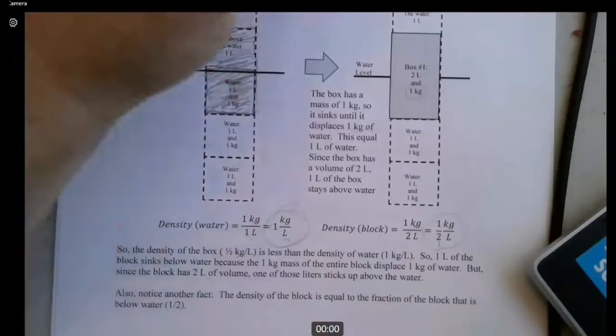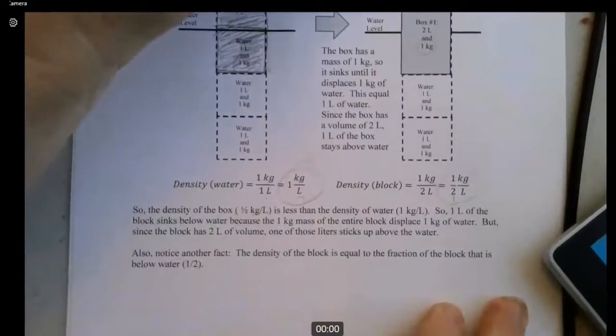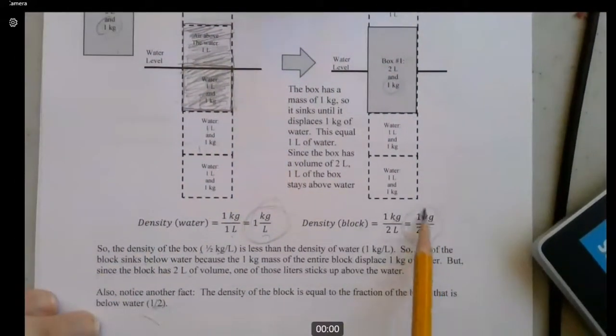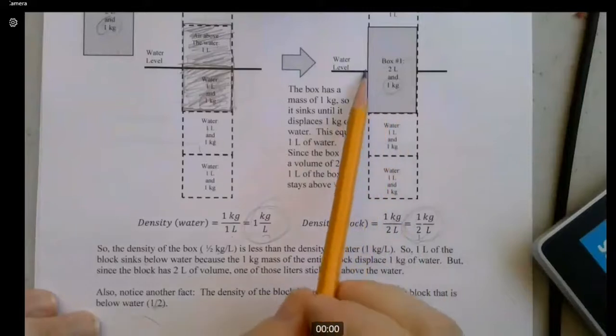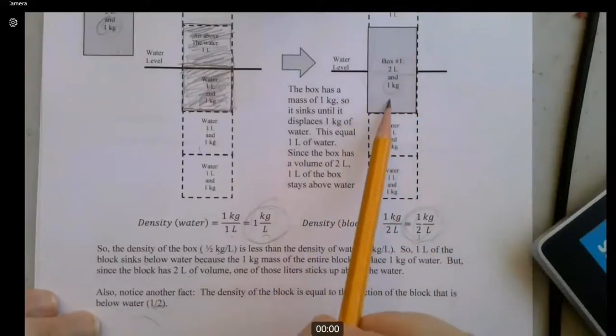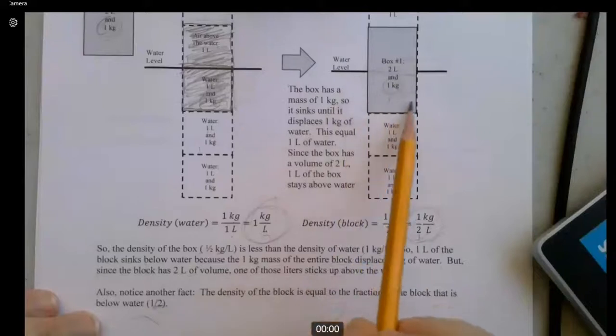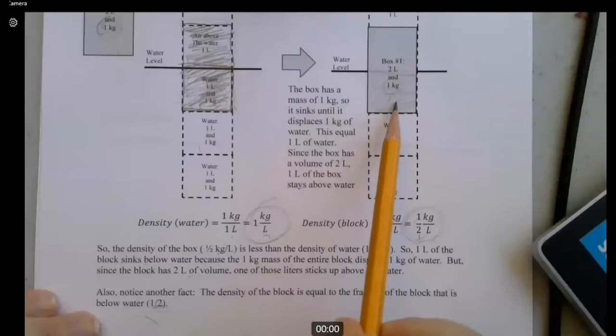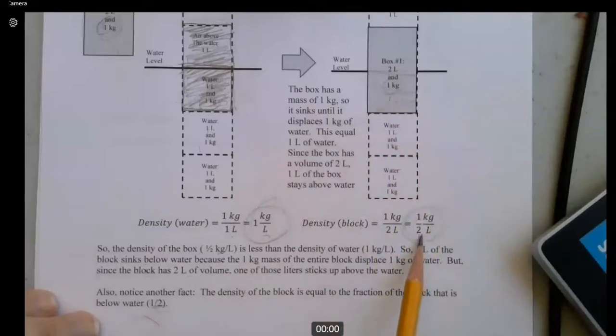Now, here's something else to notice. This is interesting. Also notice another fact. The density of the block is equal to the fraction of the block that is below the water, which is to say 1/2. So the density of the block is 1/2, and 1/2 of this block is below water. There's half of it down there below the water. So the fraction of the block that's going to be below the water is equal to the density of the block. Okay, and you're going to see that in some further examples.